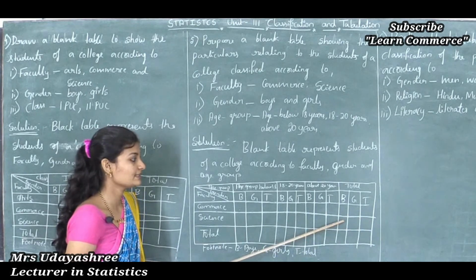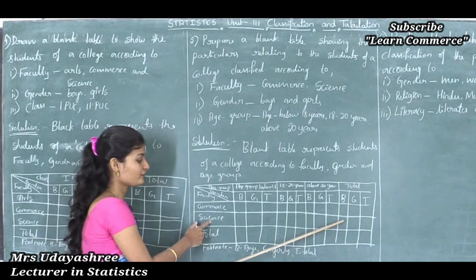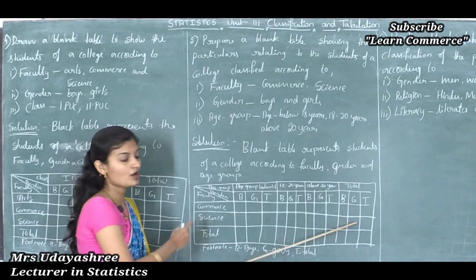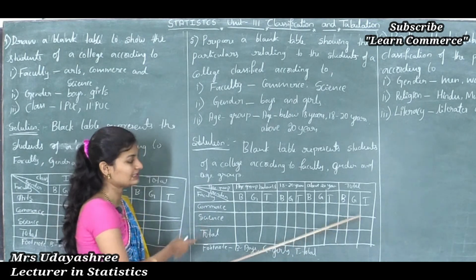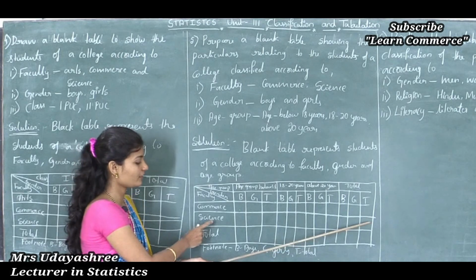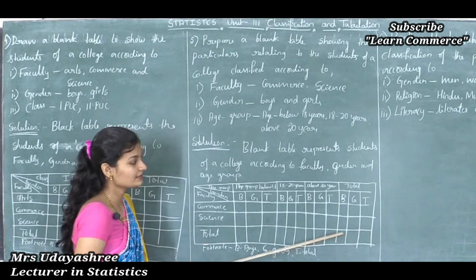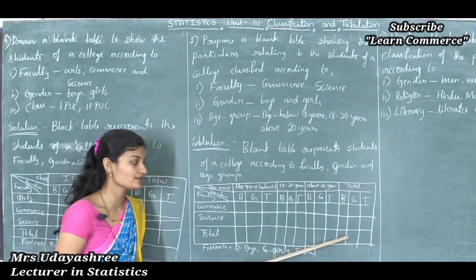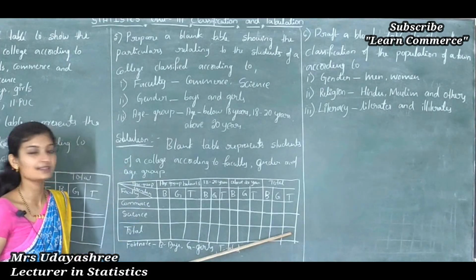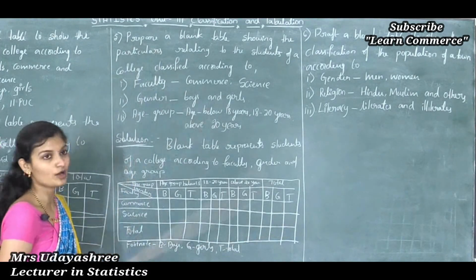Like that, this cell indicates total number of science boys, this column indicates total number of science girls, and this column indicates total number of science students. Like that, this column indicates total number of boys, total number of girls, and this is grand total. Okay, this is all about problem number 5.